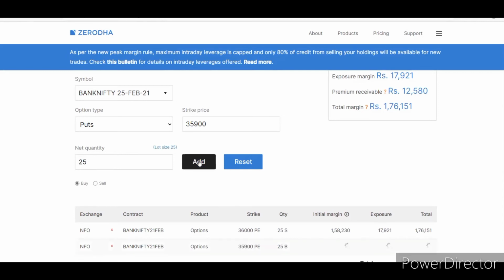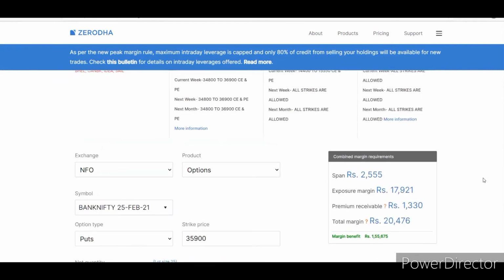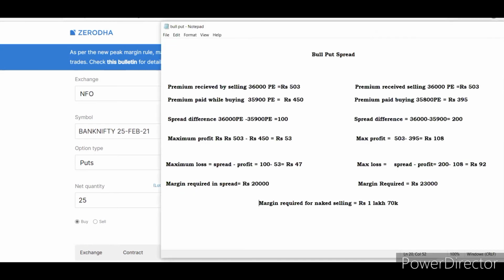Have a look. The margin requirement for naked option selling was 1,76,000, but when we hedge our position by buying the nearest strike price, look at the margin requirement, 20,000. So basically we are selling one lot of Bank Nifty using 20,000 rupees. Let me take you to the calculation.